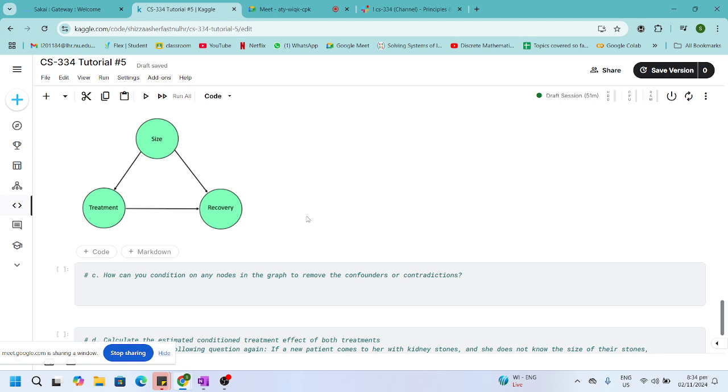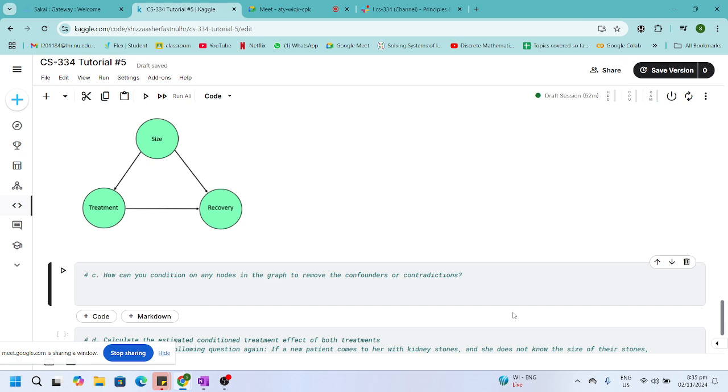All right. At this point, we are asked if we can condition on any nodes in the graph to remove the confounders or contradictions. This question has been made quite simple for you, in fact, because you're trying to observe the effect of treatment on recovery. The only other factor involved is size. So essentially, if you condition on the size, then you can very easily find the impact of treatment on recovery.